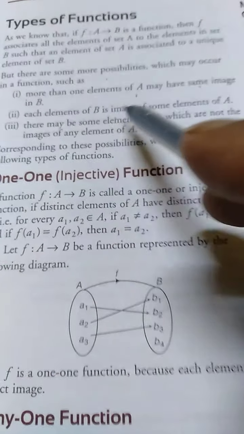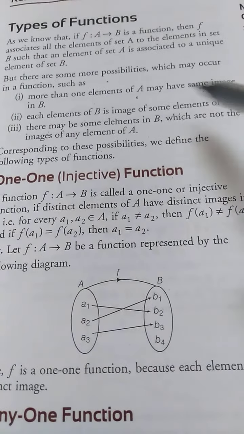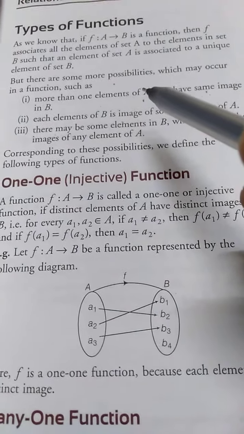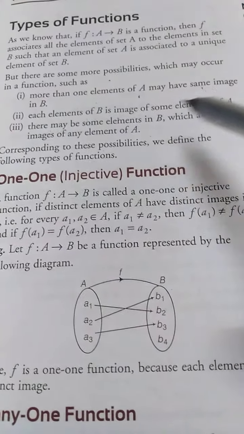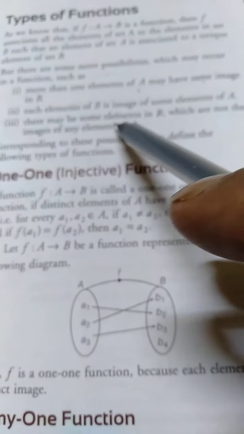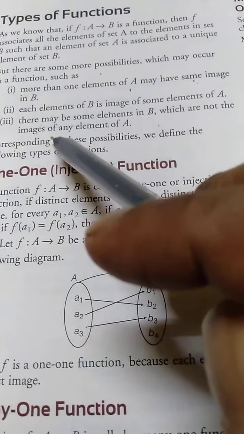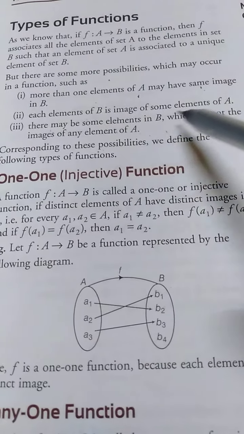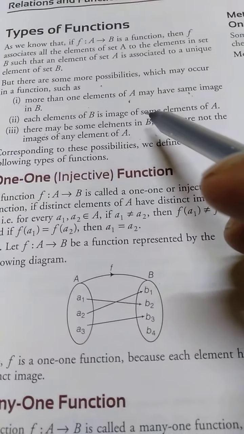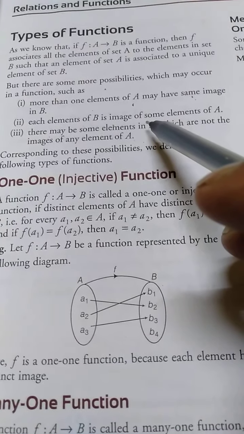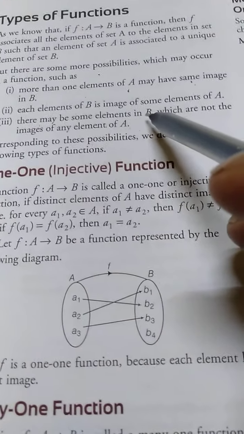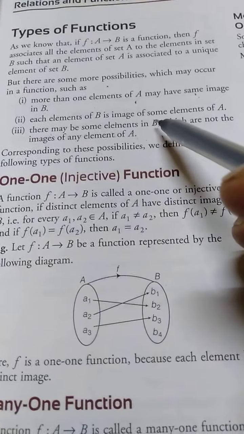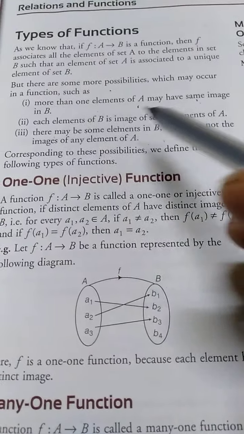Each element of B may be the image of some element of A. But there may be some elements in B which are not the image of any element of A, not associated with any element of A. That is called the into function.